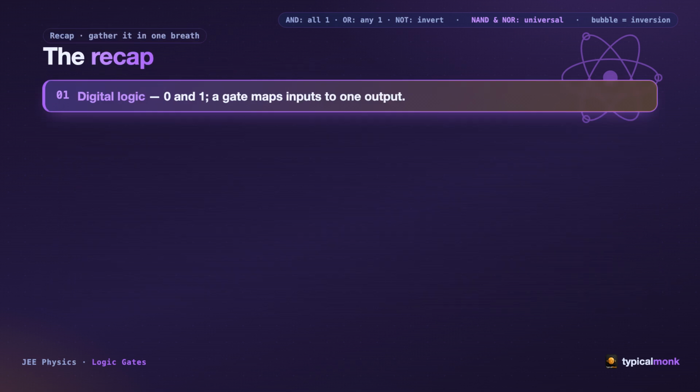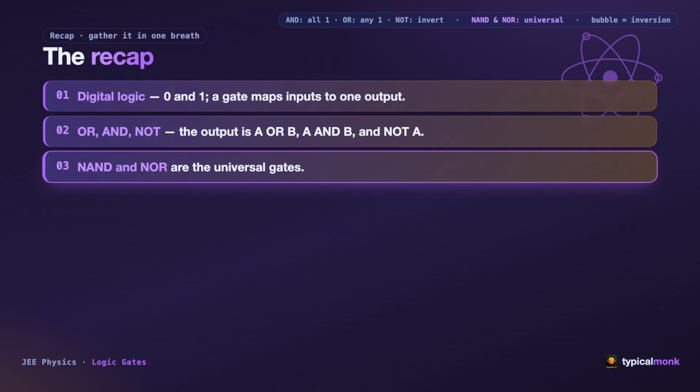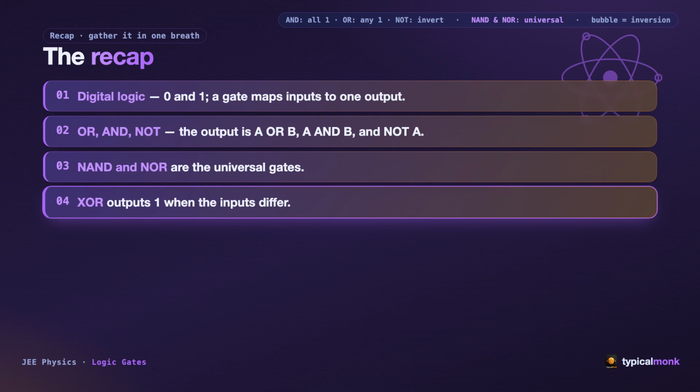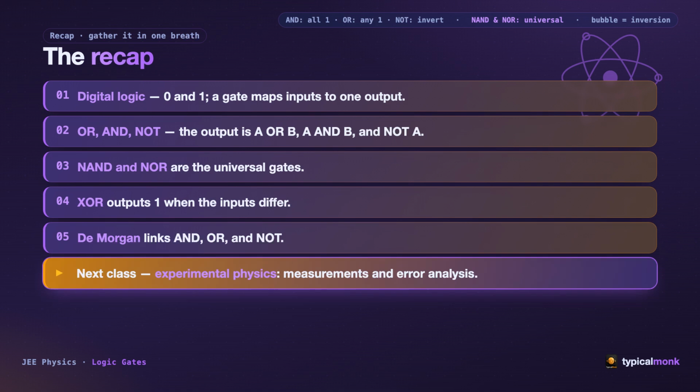Let us gather it all in one breath. Digital logic, 0 and 1, and a gate maps inputs to a single output. OR, AND, NOT, the output is A or B, A and B, and not A. NAND and NOR are the universal gates. XOR outputs 1 when the inputs differ. De Morgan's laws link AND, OR, and NOT. Next, plus, experimental physics, measurements, and error analysis.